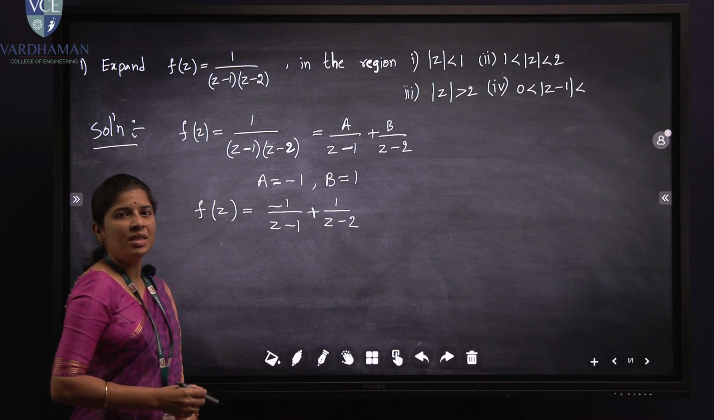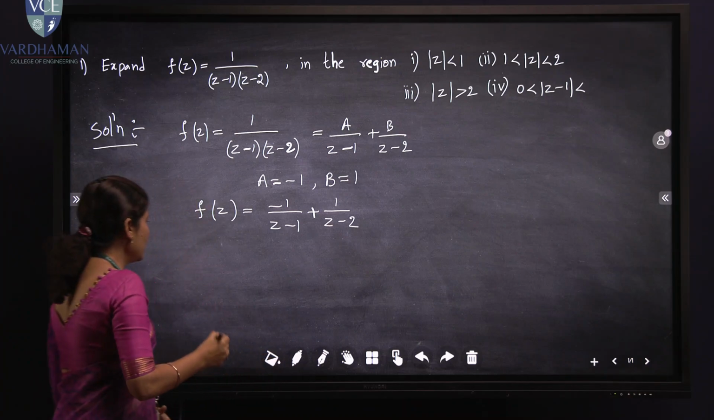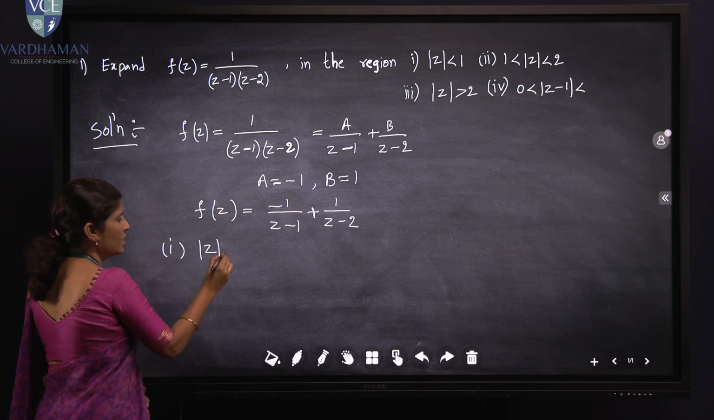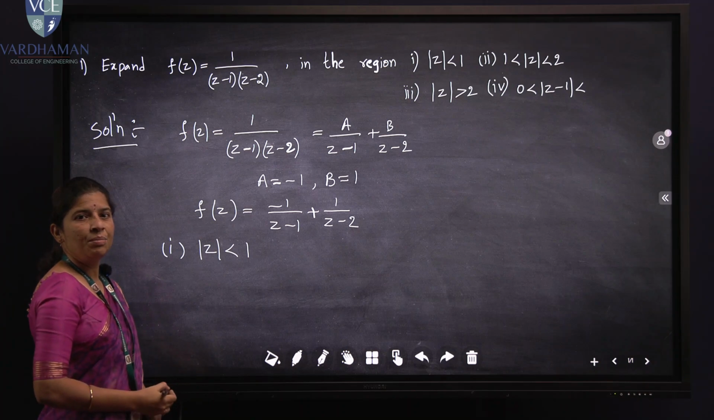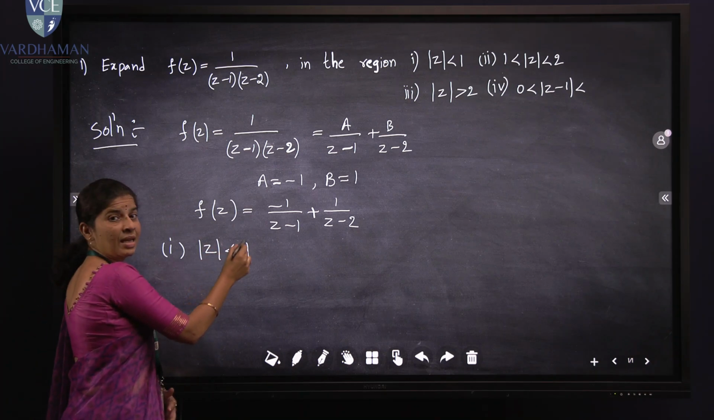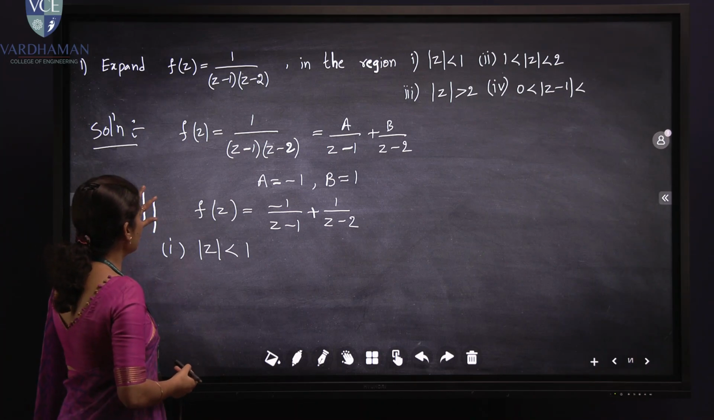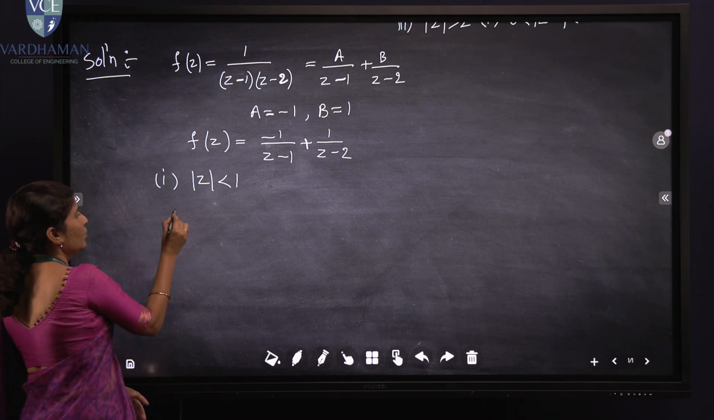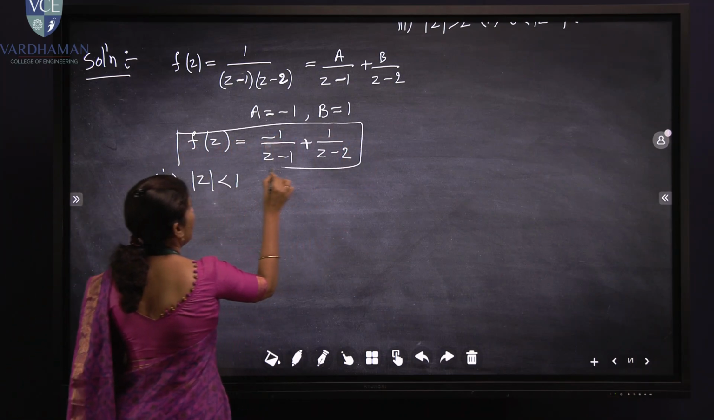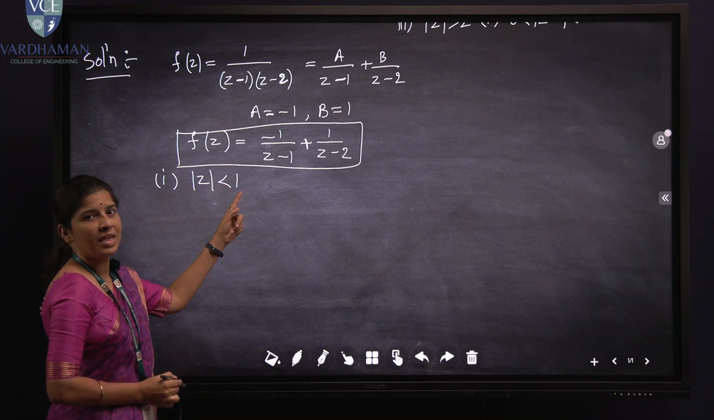What is the region given here? Modulus of z is less than 1. Here I will first consider the first region, modulus of z is less than 1. And what is the meaning of modulus of z is less than 1? That is, the z value is lesser than 1. So here we have f of z, and in this f of z, we are using this region modulus of z is less than 1.